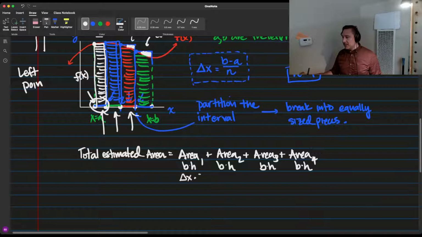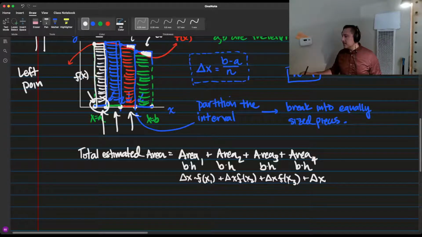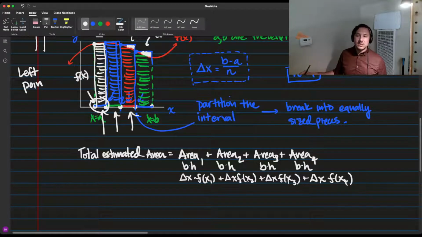So the first one could be called like delta x times f of x1. And the next one would be delta x times f of x2. And the next one would be delta x times f of x3. And the last one could be delta x times f of x4. Where x1, x2, x3, and x4 are just those points that we came up with on the partition of the interval.